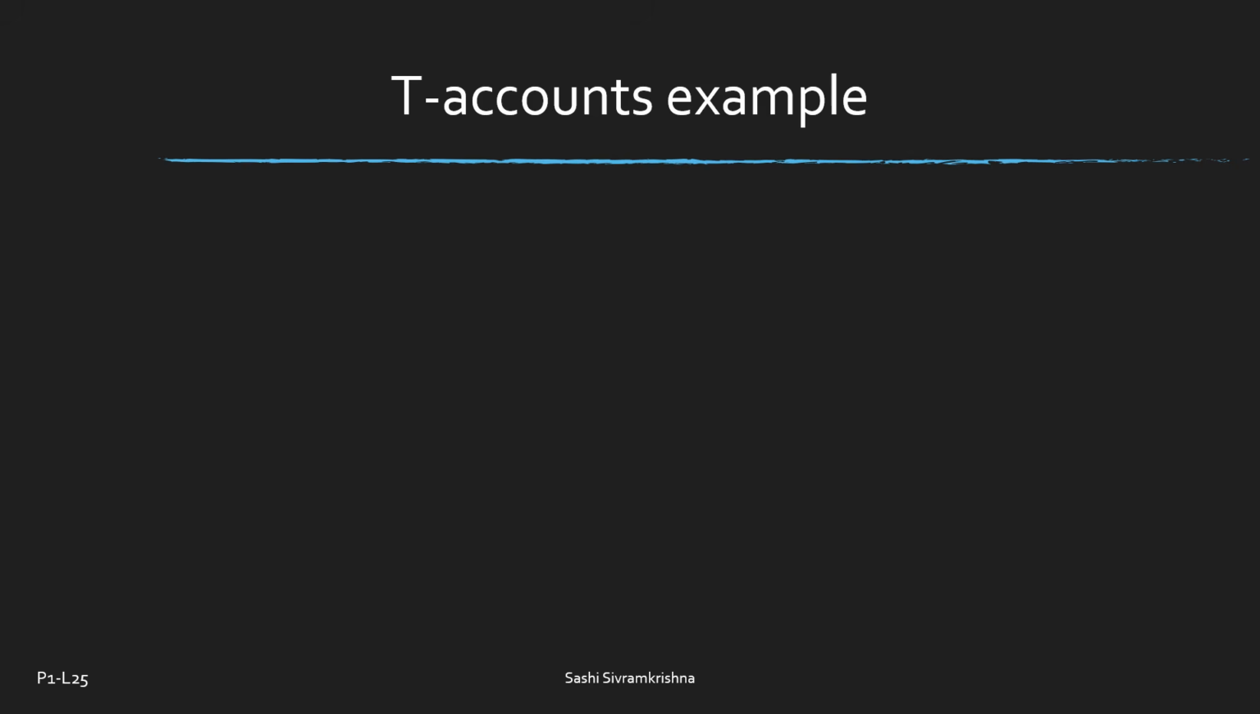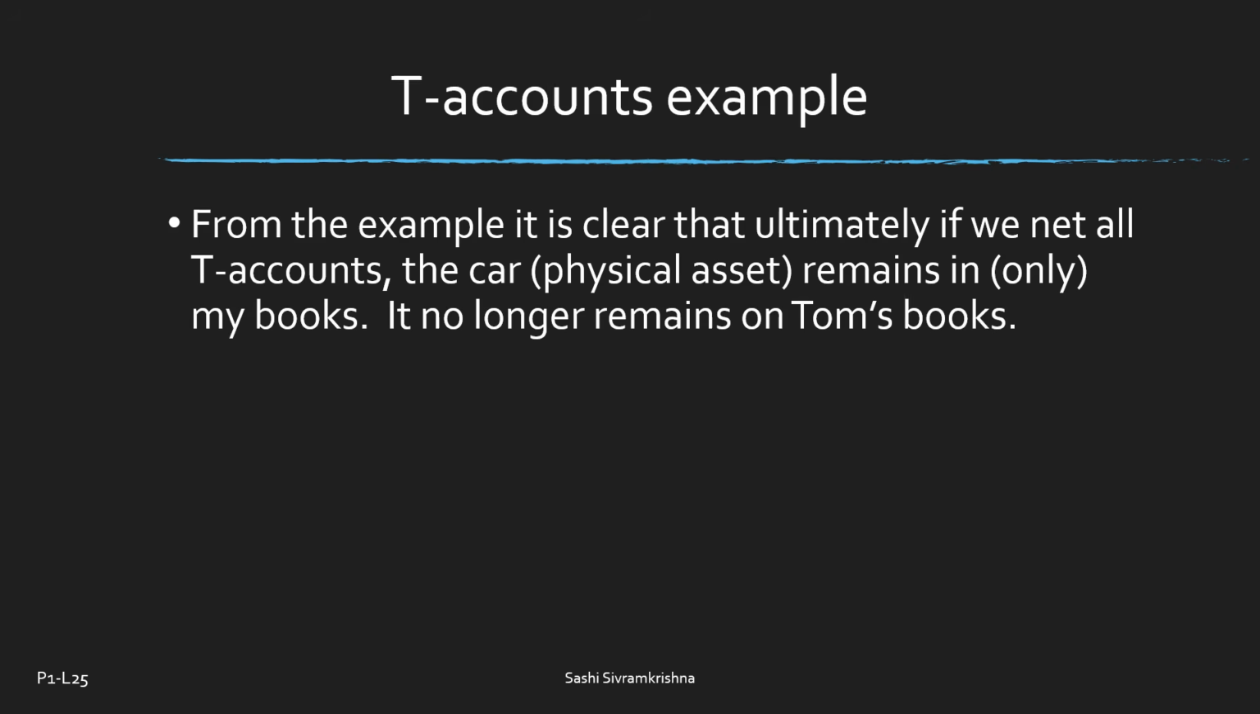Let me reiterate a few learnings from this simple example. The first is that if we net all the T accounts, the car, which is a physical asset, remains in only my books of accounts. It does not appear as a corresponding liability in Tom's books of accounts, because a physical asset does not have a corresponding physical liability.